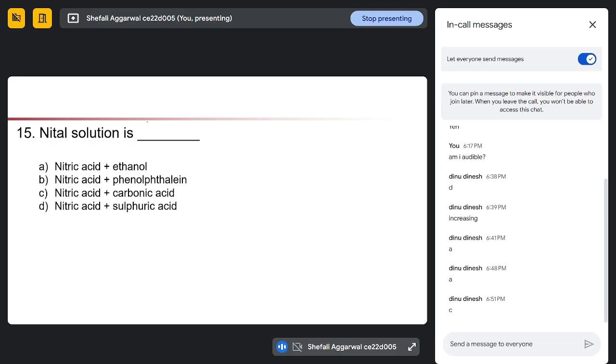So Nital solution is actually 5% nitric acid in ethanol and 95% ethanol. So that is called Nital. Okay.